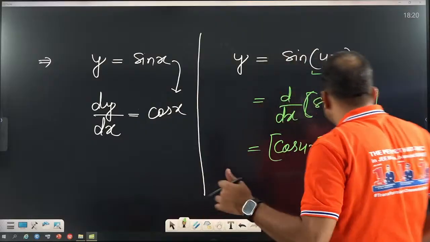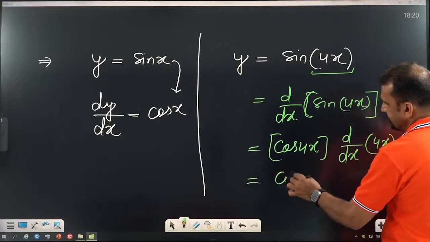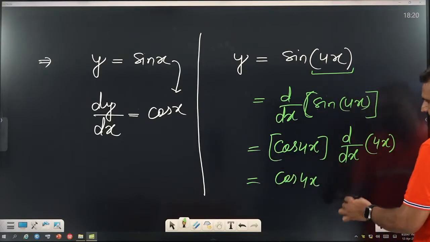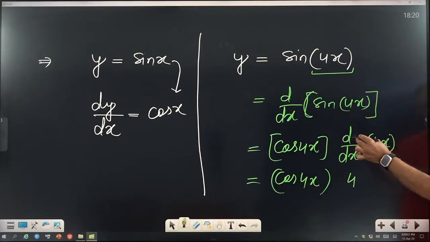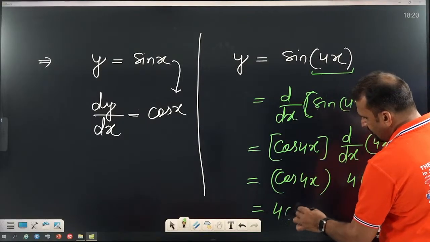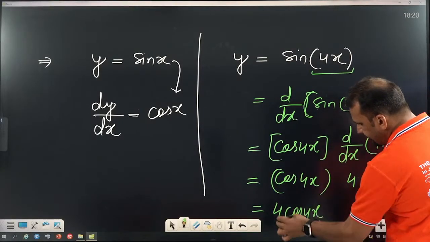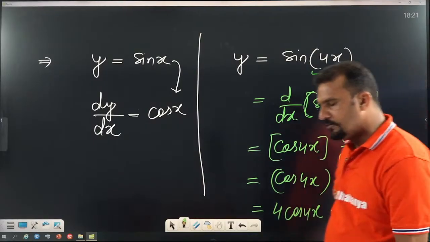So in that case, d over dx of 4x, and you know the differentiation of 4x. This is cos 4x. In this one, 4 is going to be a constant. Again, differentiation of x is going to be 1. Then what is the final answer? 4 cos 4x. So this is a basic rule that will be used in our physics a number of times.